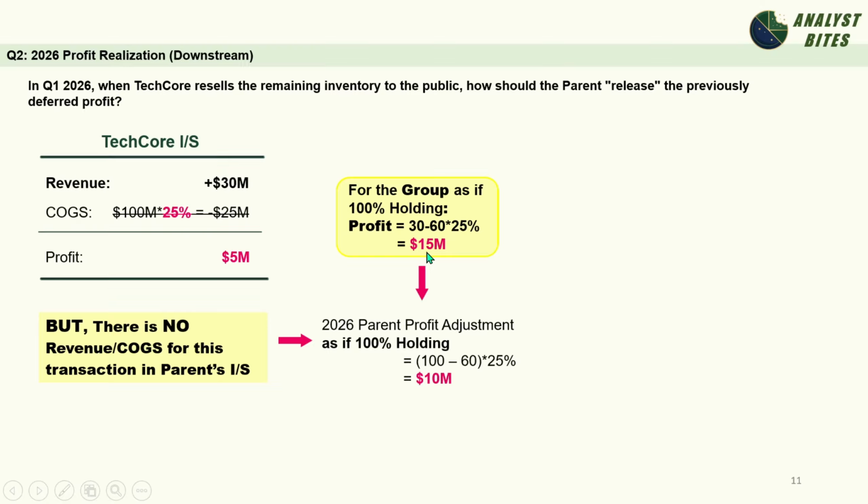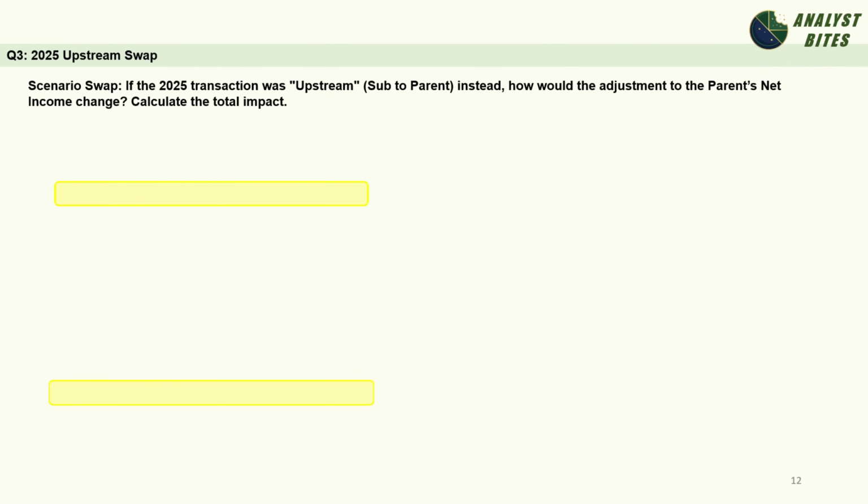Finally, we calculate the adjustment for the parent. Since the parent owns 50% of the subsidiary, we simply add back 10 times 50%, which is 5 million at the group level. And just like that, the profit release is perfectly solved. Now that we've covered downstream, let's switch directions to upstream. This is when the sub sells to the parent.